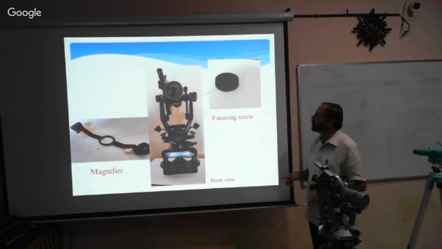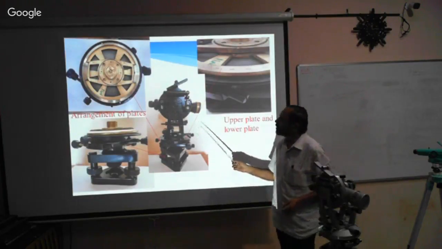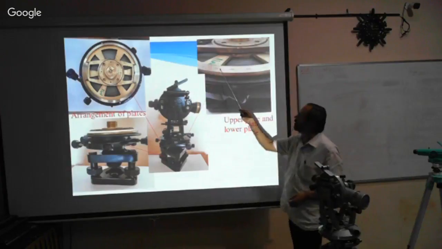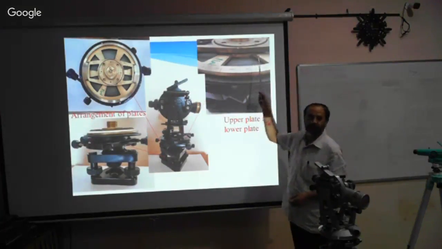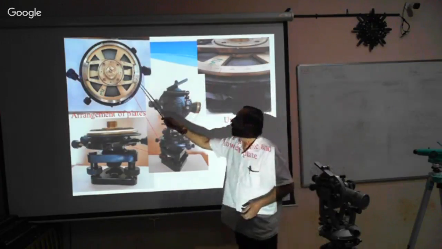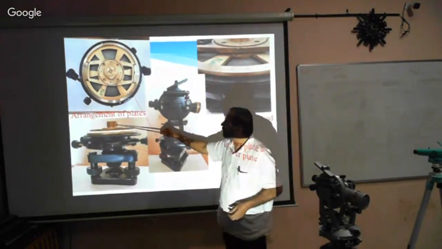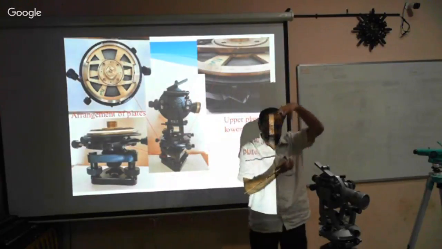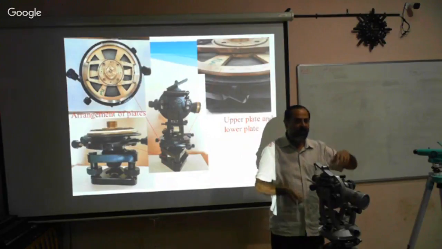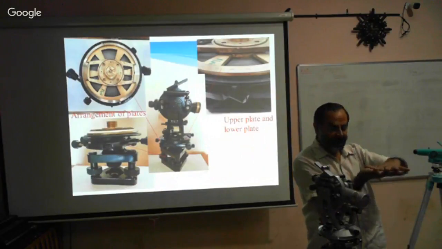Now next, please. Here, the upper plate and the lower plate. The lower plate is graduated from 0 to 360 degrees, isn't it? And see, this is the full circle, the lower plate. Just above this is the spindle where we keep the upper plate, isn't it? There is no screw, nothing, because both are independent. The lower plate and upper plate are both independent, isn't it?